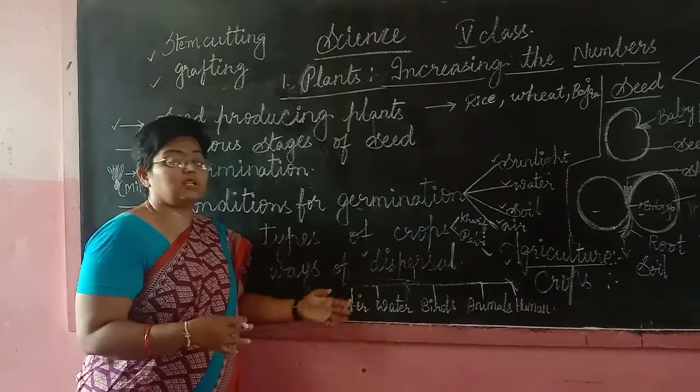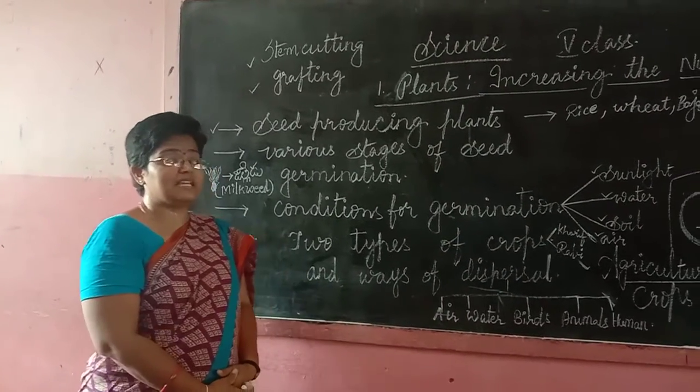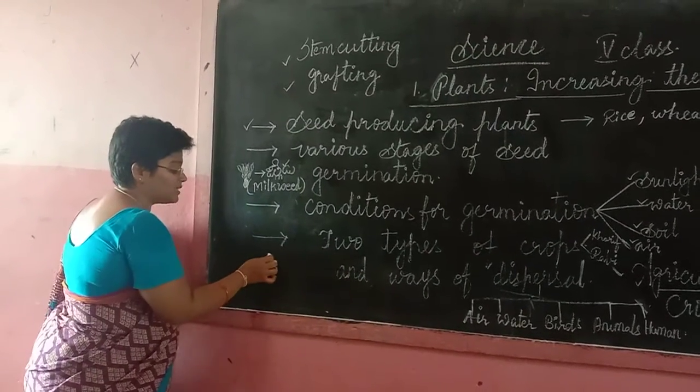Then coming to dispersal by water. So what are the different kinds of seeds that are being dispersed by water?